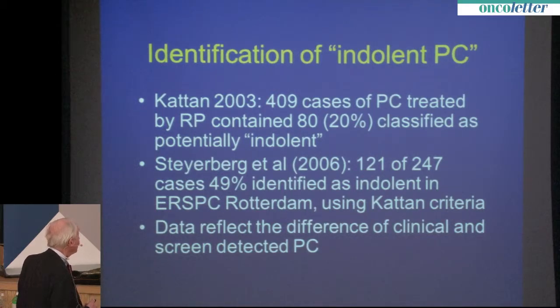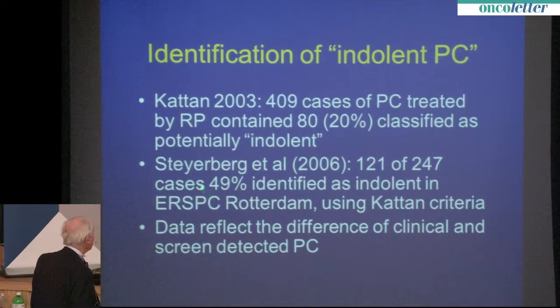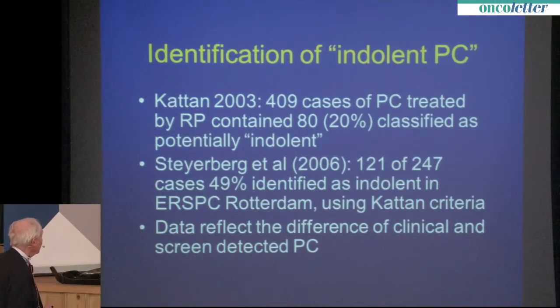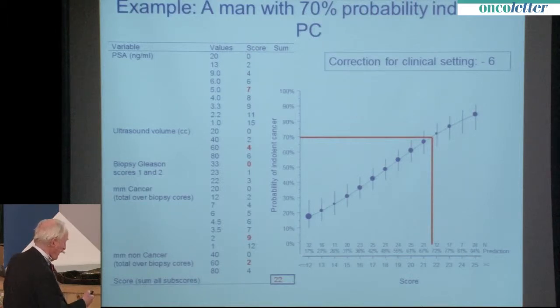repeated the Catan nomogram and used it in a screen-detected population, and he found that instead of 20% of cases classified as indolent in the Hopkins and Texan series, in the screening study there is about 50% of indolent cases, at least in the Rotterdam population, using the Catan criteria. So he has constructed a nomogram on this basis, and the problem of the nomogram is that you have to include a lot of information.